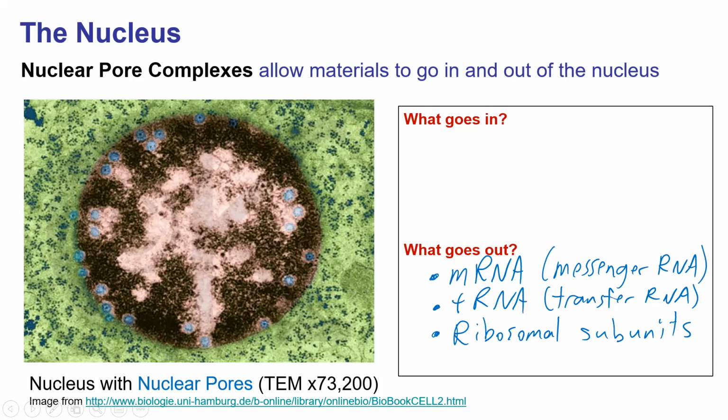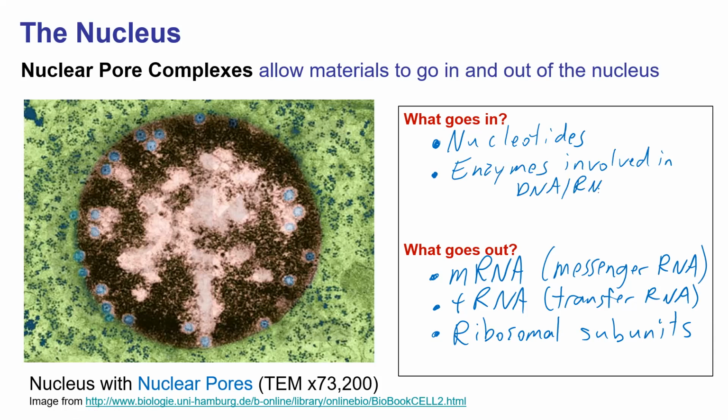So what is going into the nucleus? Well, we have to build all of these things. We have to build our DNA and our RNA. So what are the subunits of DNA and RNA? Of course, nucleotides. And in order to build DNA and RNA, we need enzymes. So we'll say enzymes involved in DNA and RNA processes. We'll just say processes because there's synthesis, but there's other processes that are involved in there. There are other things we could say. Well, we could write down those histone proteins, for example.